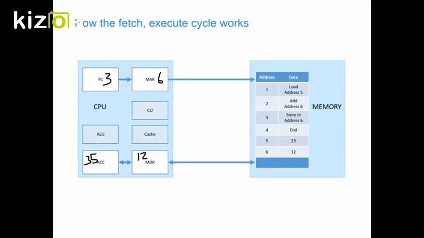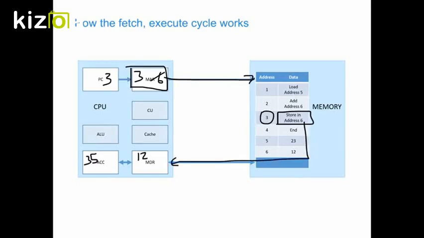So the program counter has the value 3. That gets passed into the memory address register and then goes out to the memory, and what is in address 3, store in address 6, gets passed down into our memory data register. So store 6, we'll keep a copy in the cache, and we'll increment our program counter to 4.